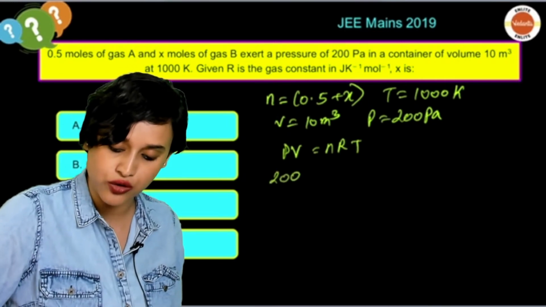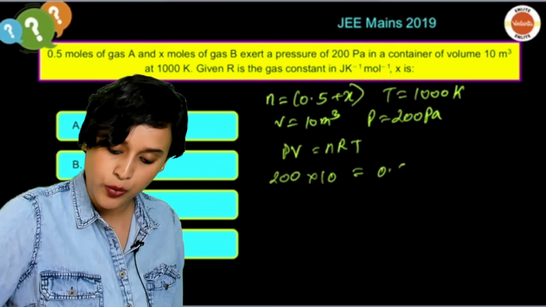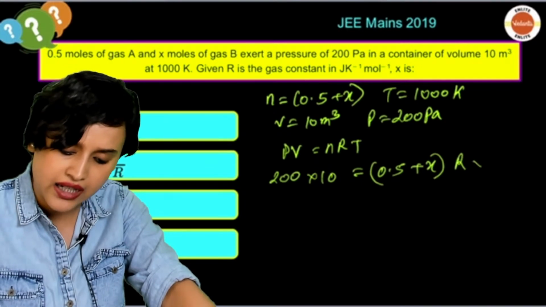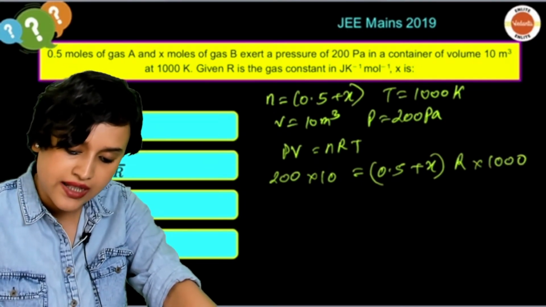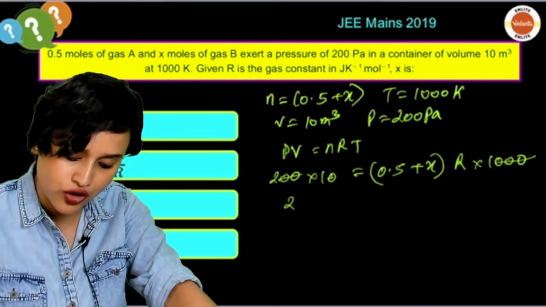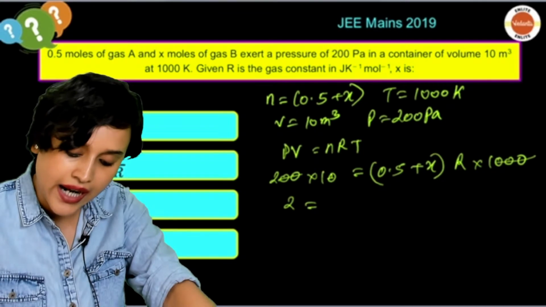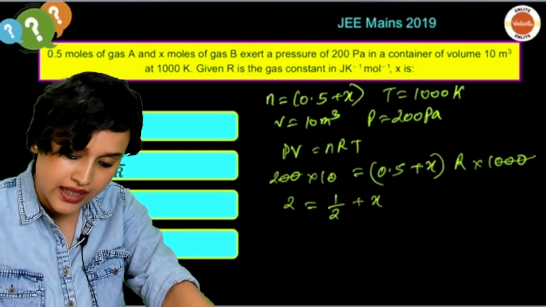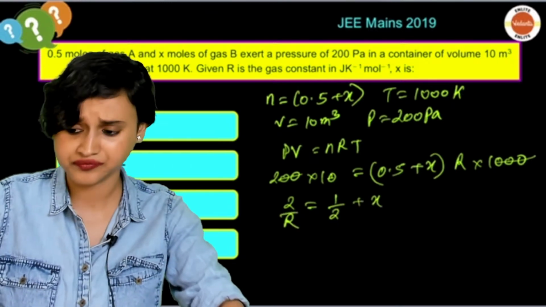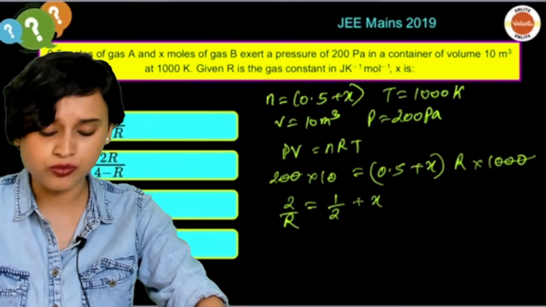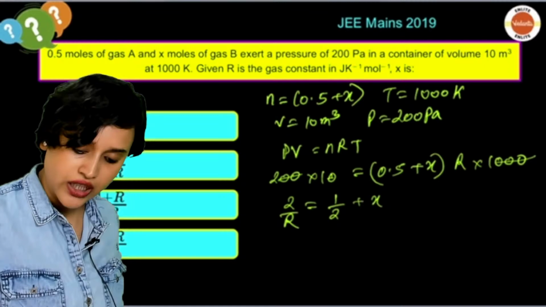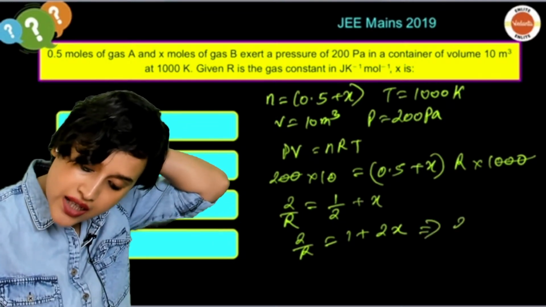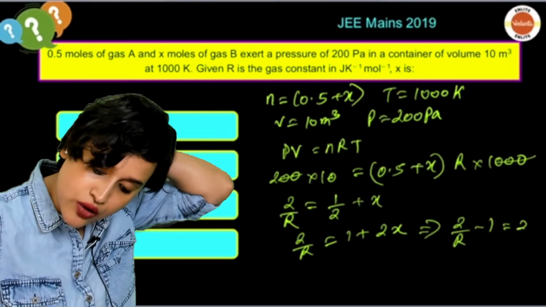What do we do? PV is equal to 200 into 10, is equal to 0.5 plus X multiplied with R, we just keep it as R, and T we know it is 1000. So let's just cancel 1000 here, 2 and 0 cancel. So 2 is equal to, let's write 0.5 as half plus X, and let's take the R this side. So it will be 2 by R. Very good. Now 2 by R is equal to 1 plus 2x. So I can write it as 2 by R minus 1 is equal to 2x.